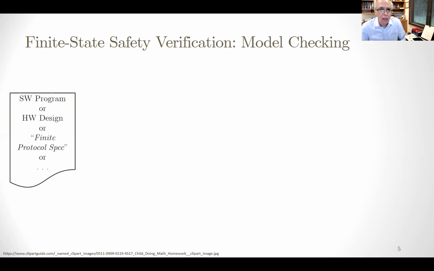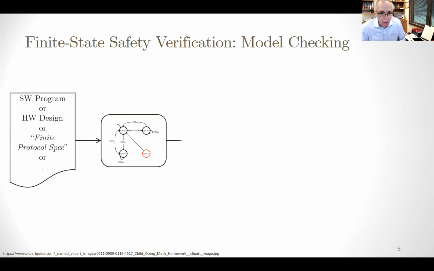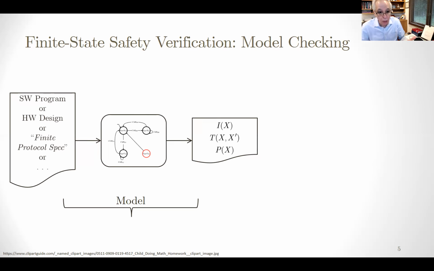This is just a quick overview of what model checking is. You begin with something like a software program, a hardware design, or a finite protocol specification, something finite, and you model it as a finite state transition system. You pass it on as a transition relation T on state variables X and their next-state values X prime. We also specify an initial state predicate I, and a safety property P. This is the input, and this is the modeling step.